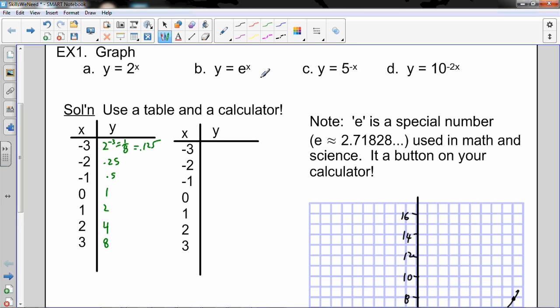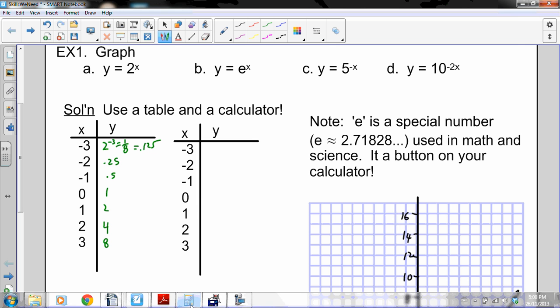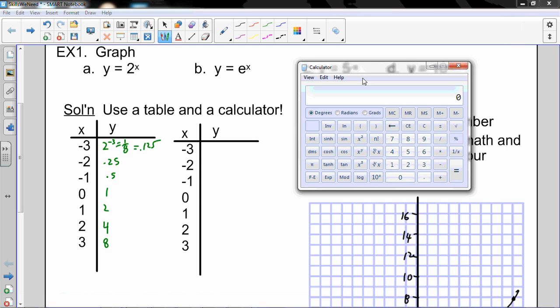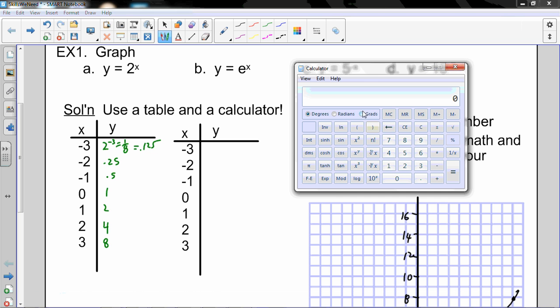The next one's pretty neat. This is new, unless you've taken calculus already, and I don't think many of you have. This is a new exponential function. e is a special number used in math and in science. It's a button on your calculator as well. So if you look at your calculator, somewhere in here there should be an e button. Now on this calculator, is there one? I think so. It's usually around the LN. Sometimes I had to press my inverse button to get the e.